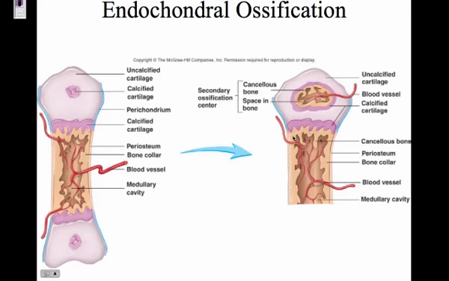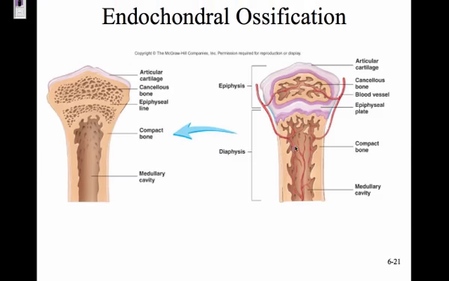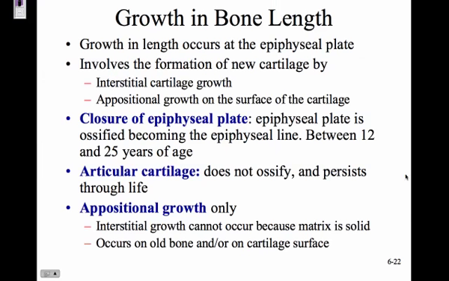This is just closer up pictures. Growth in bone length involves interstitial growth and appositional growth. It always occurs at the epiphyseal plate, the growth in bone length. There's a closure of the epiphyseal plate between 12 and 25 years of age. It all depends on some genetics, some nutritional factors, hormones. All are why the epiphyseal plate would close.